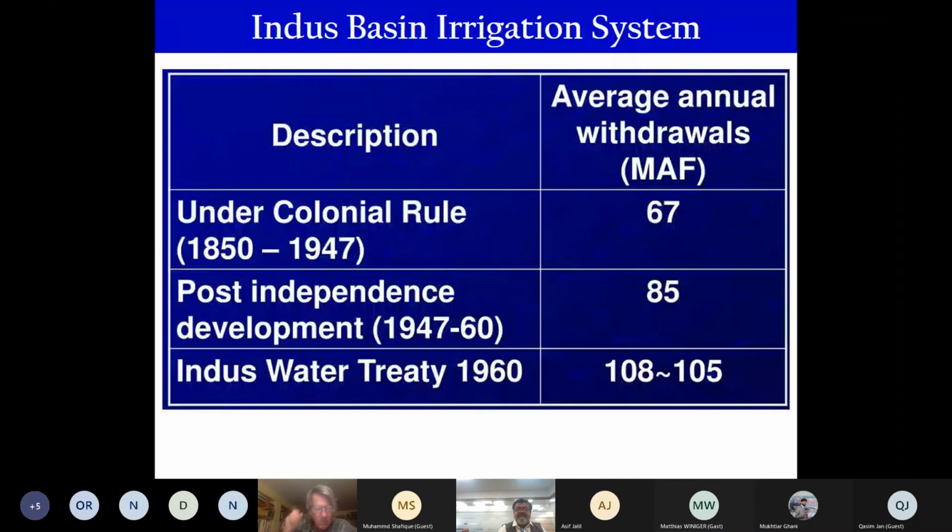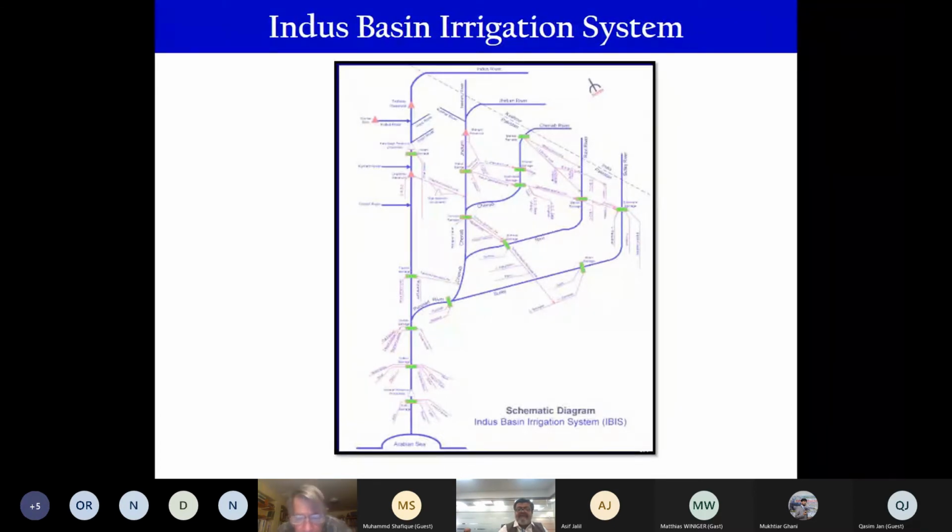The Indus Basin irrigation system under colonial rule from 1850 to 1947 was 67 million acre feet, and post independence from 1947 to 1960 it was 85 million acre feet, and after the Indus Water Treaty of 1960, 105 to 108 million acre feet. This is the schematic diagram of the Indus Basin irrigation system showing all the canals and headworks, and water ending in the Arabian Sea.